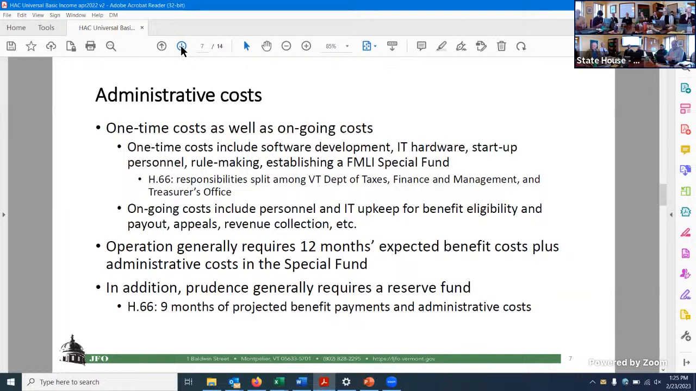Yes, that's right. So the model looks at a program that's in operation. So it says, okay, you have so many people taking leave and you have so many contributions coming up. Let's say that the ongoing administrative costs would be some percentage of benefits. And we've chosen 7.5% of benefits as a placeholder for the ongoing administrative costs. We'll find out soon if that's a reasonable estimate or not.